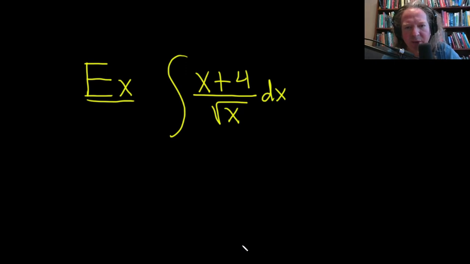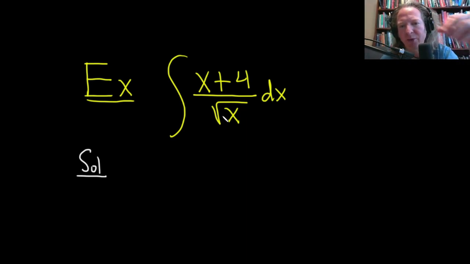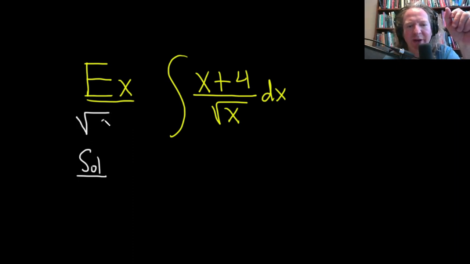Okay, in this example, we're going to integrate x plus 4 divided by the square root of x. So let's go ahead and try to work through this one. Solution. Because we have a single term on the bottom, it's called a monomial, we're going to break this up into two pieces. Also, I want to emphasize that the square root of x, we can think of this as x to the 1/2. Super useful to know.